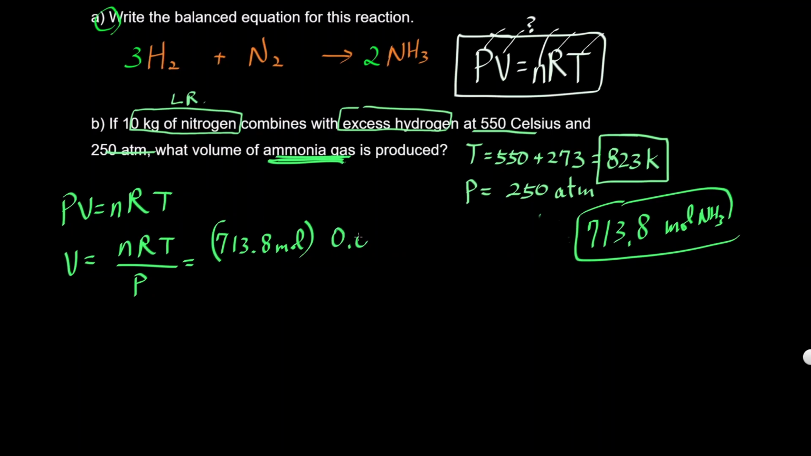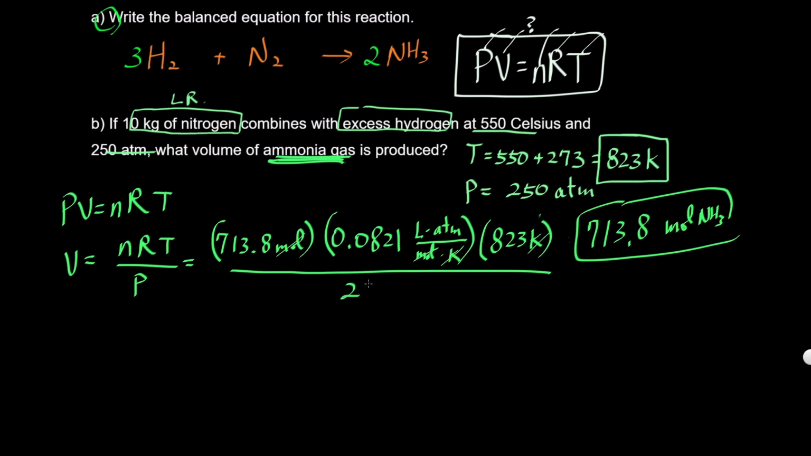R, I'm just going to use 0.0821. The unit for that is L times ATM, over K and mole on the bottom. So that's what the gas constant is. Then temperature here, we found it already, it's 823. Make sure you change everything to Kelvins, because you see right there, units must cancel. Moles must cancel like that. Then on the bottom, it's pressure, which is 250 ATM. See, that cancels so fast, so we're left with liters, which is the volume unit there.